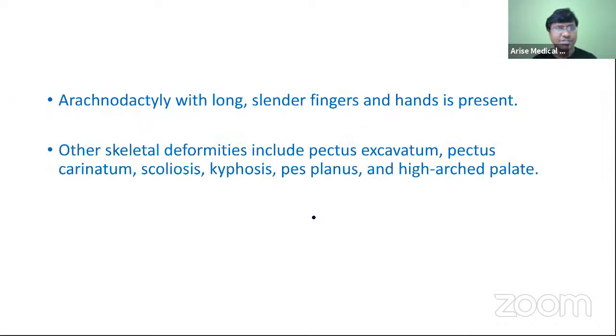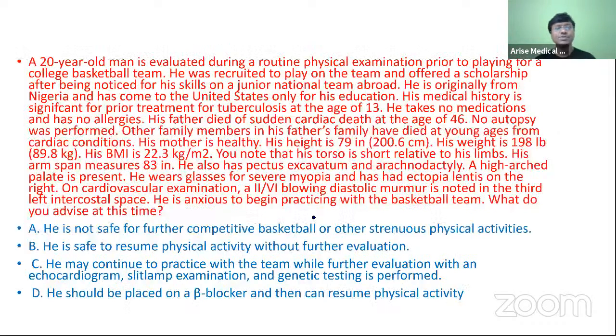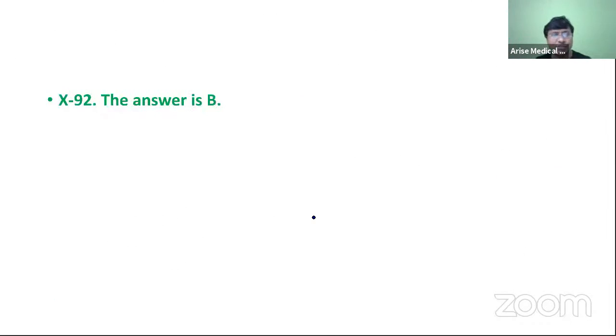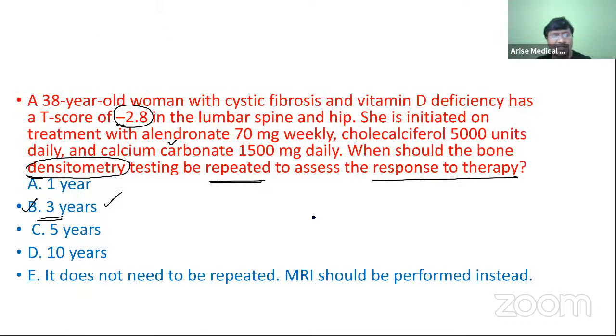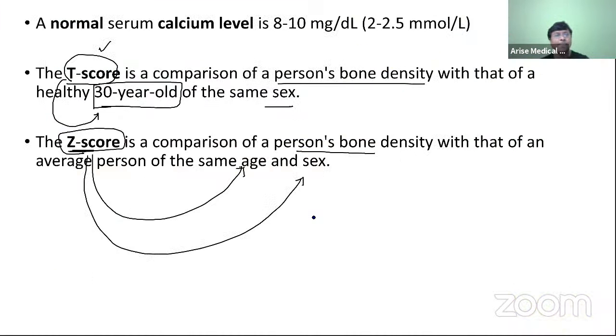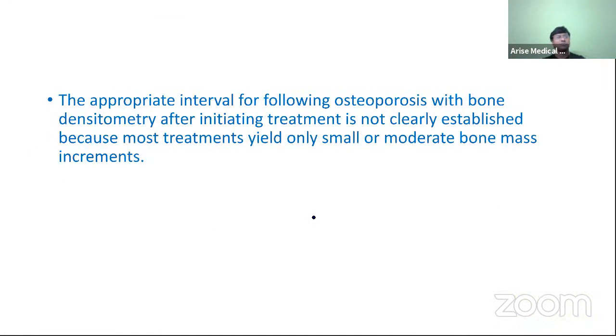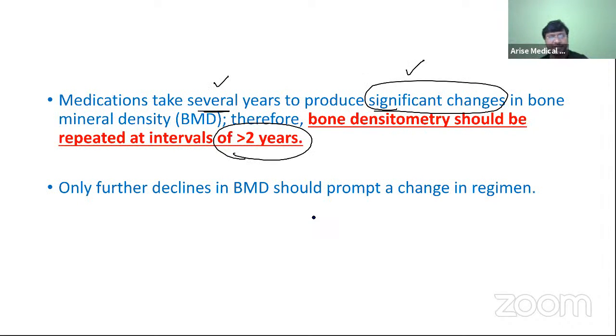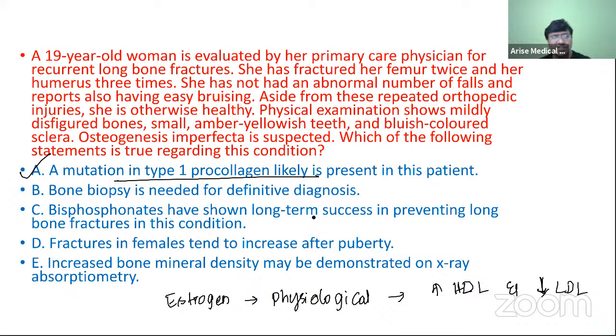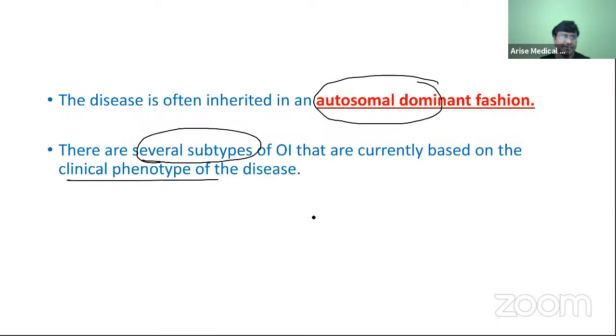I'll just summarize what we have discussed today. So our first question was on osteoporosis. In this, I have taught you what is T-score, what is Z-score, what is the normal bone scan, what are the normal levels, and why in cystic fibrosis you will have vitamin D deficiency, and how frequently you have to do bone densitometry. That is what I have taught you in the first question. Second question is about osteogenesis imperfecta. I have told you what is the mutation in osteogenesis imperfecta and what are the types, and I have also explained the concept of blue sclera in osteogenesis imperfecta.